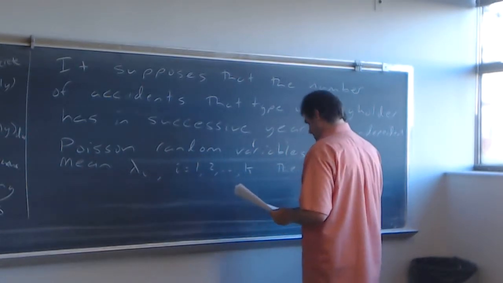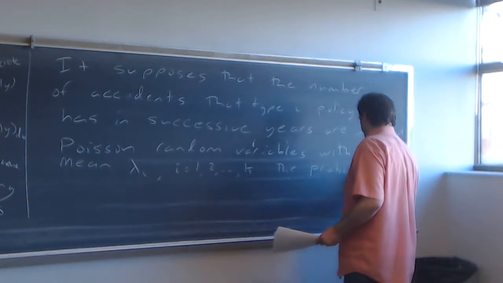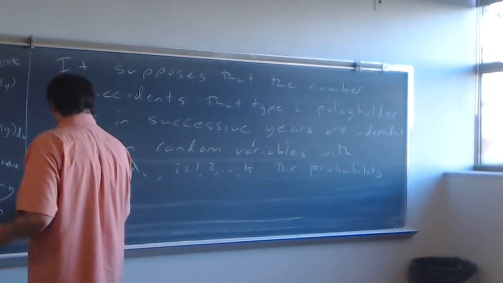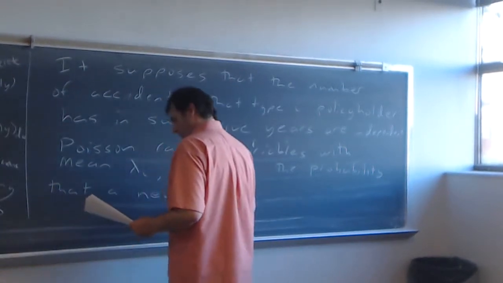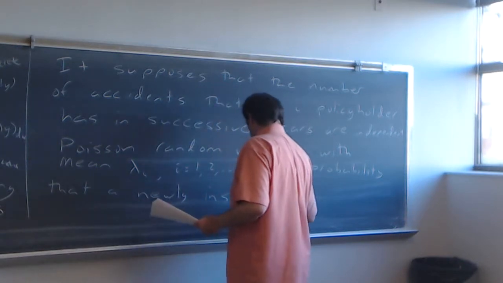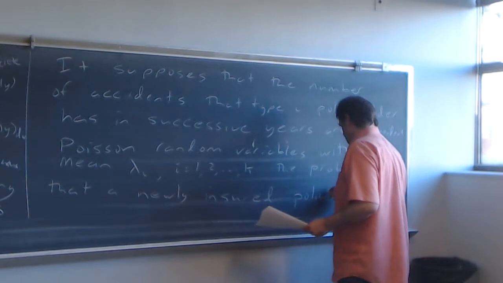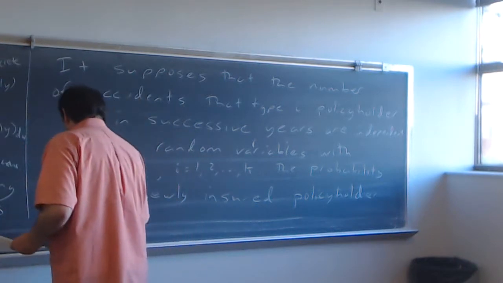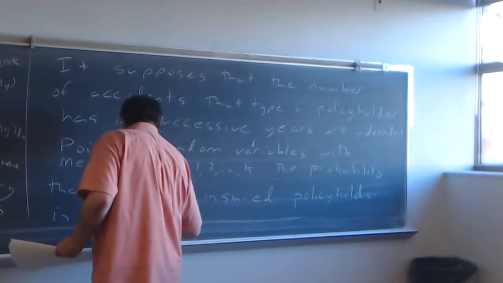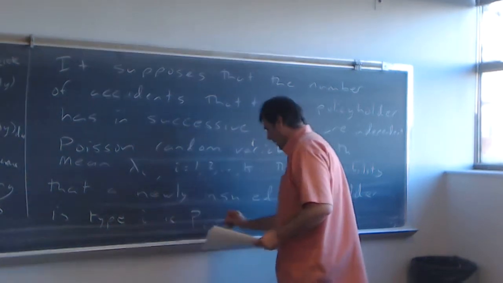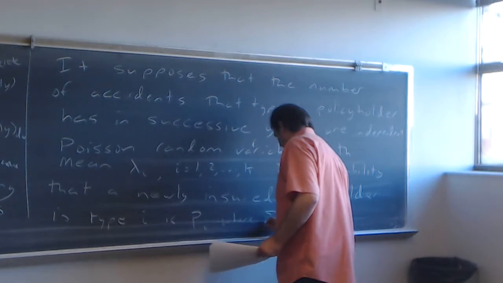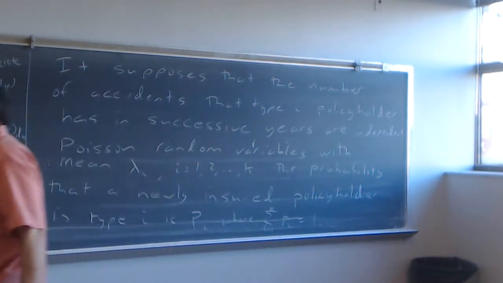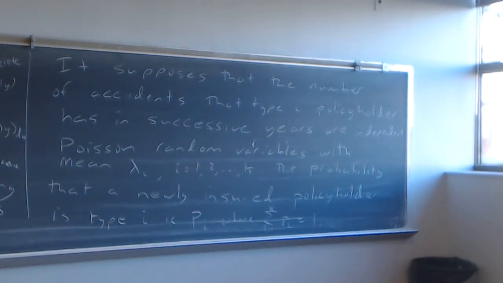The probability that a newly insured policyholder is type i is p sub i, where, of course, the sum as i runs from 1 to k of p sub i has to be equal to 1. There's more.